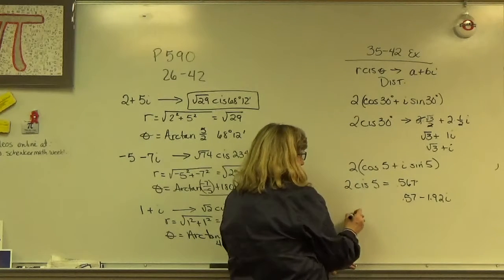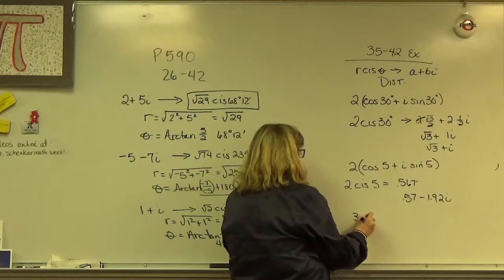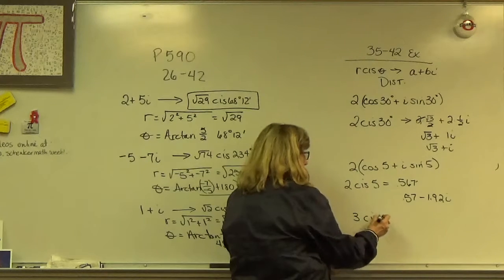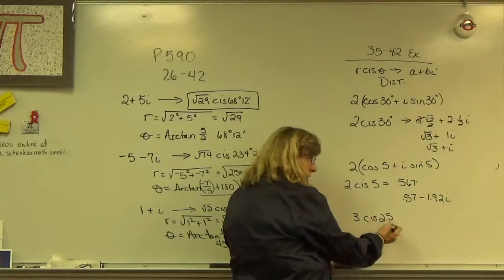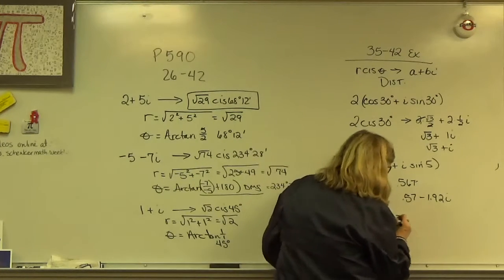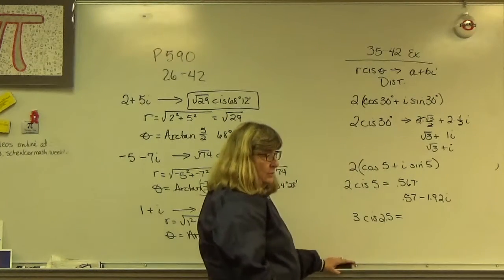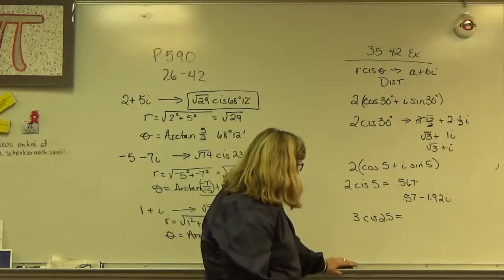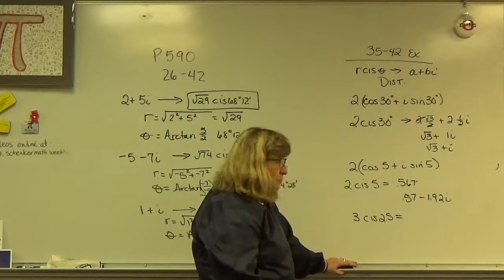Let's go on 3, and this time it's gonna be the cis of 2.5. Still that's rads, because there's not a degree symbol. So make sure your calculator says rads in the window. And now what's 2 times the cosine of 2.5?